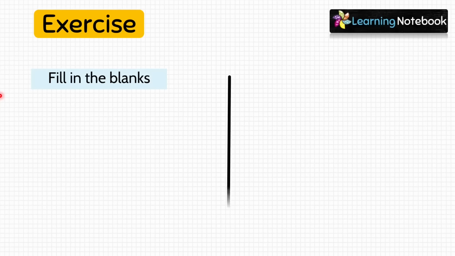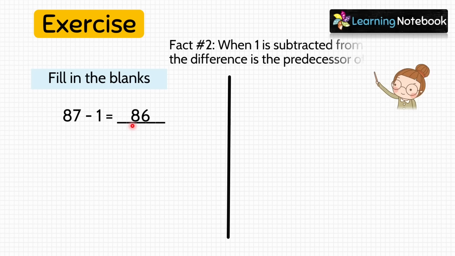Fill in the blanks. Question 1 is 87 minus 1 equals to dash. So here the answer is 86. Because according to fact number 2, when 1 is subtracted from a number, the difference is the predecessor of the number. So here 86 is the predecessor of 87.